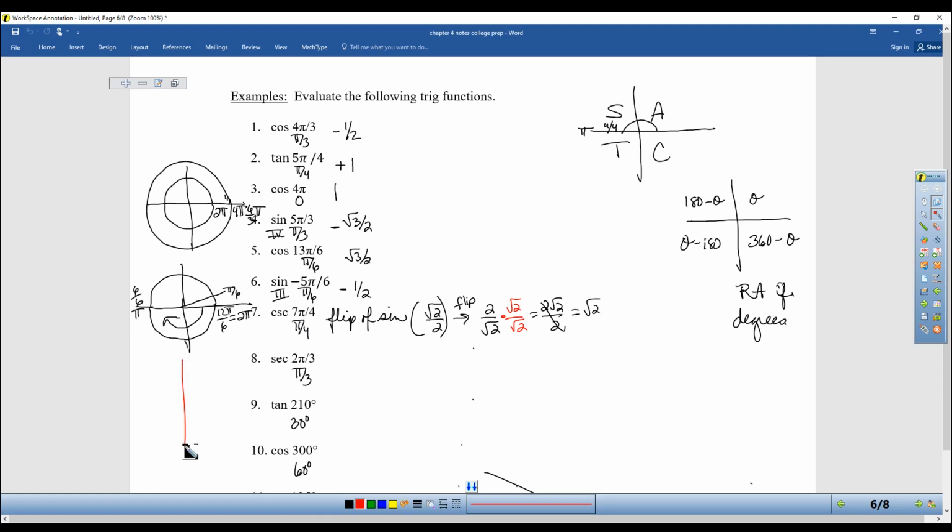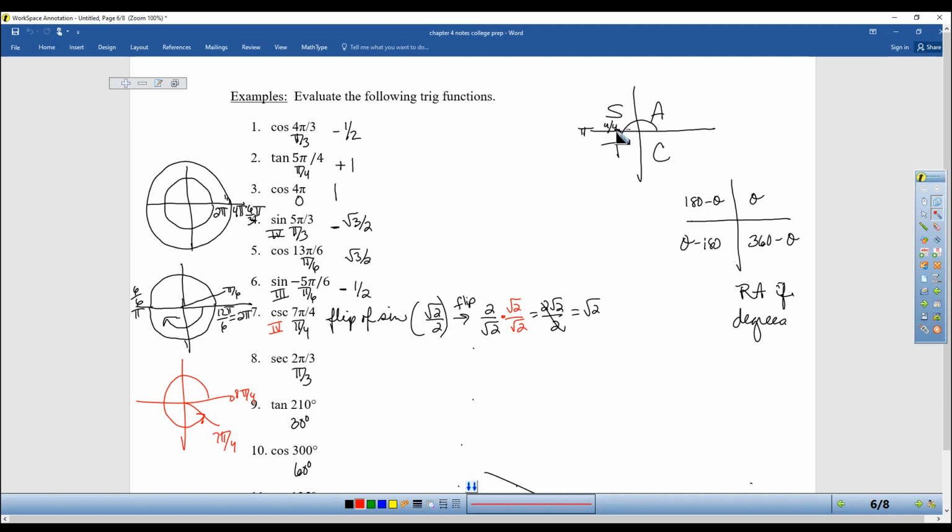So 7 pi fourths, where is 7 pi fourths? It's a big number. It's probably in quadrant 4, right? And it is. 7 pi fourths, you can either look at your unit circle, or you can think, well, all the way around would be 8 fourths, 2 pi. So this is definitely in quadrant 4.